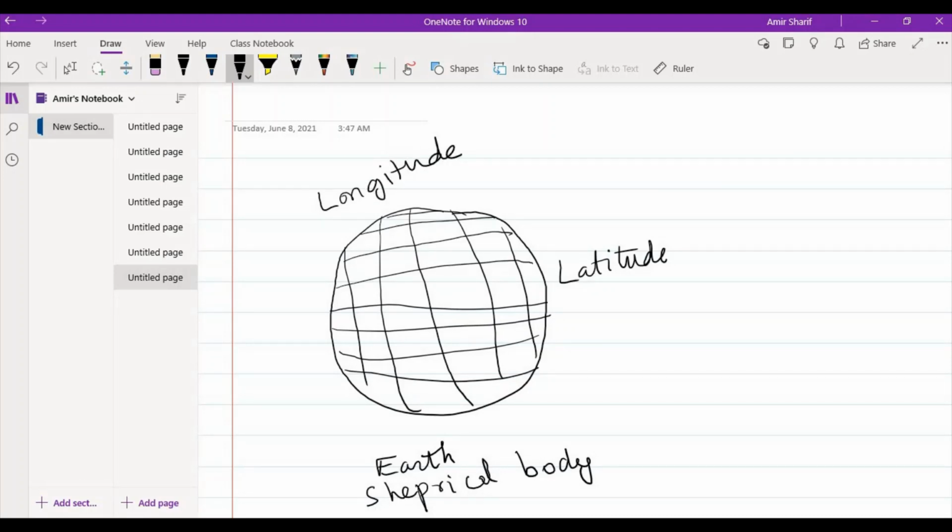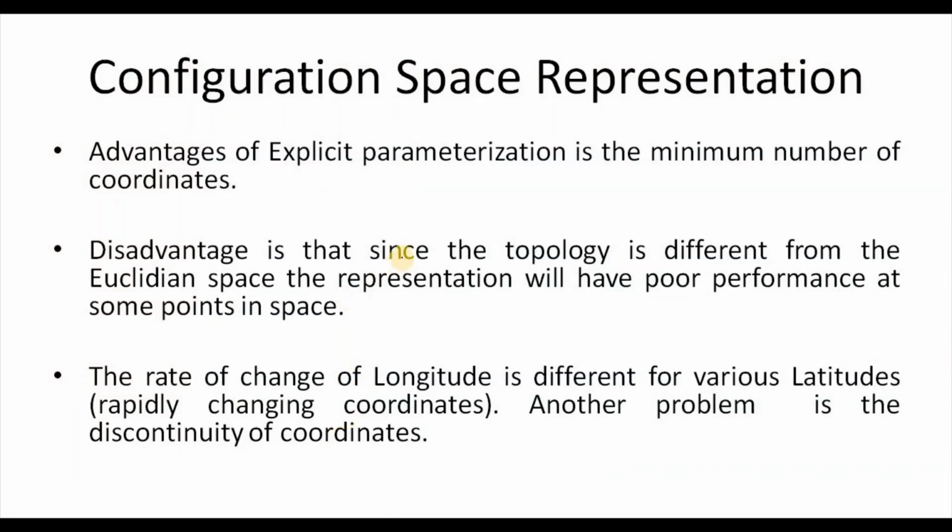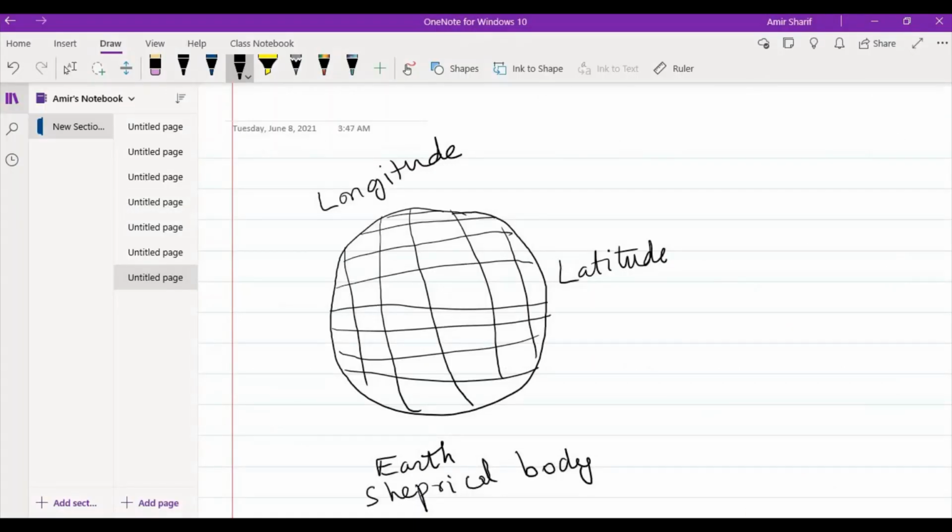So the problem is, as we have seen, the disadvantage is that the shape of this kind of C-space is different from Euclidean space, which was just a rectangle. But since now it's spherical, it will have a poor performance at some points. And what are these points? These points are, for example, here. When you go to this point, it will have a value of 1. Okay, so this is a problem. This is a singularity here.